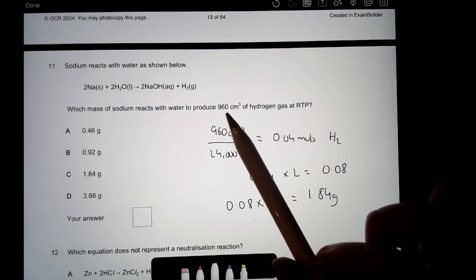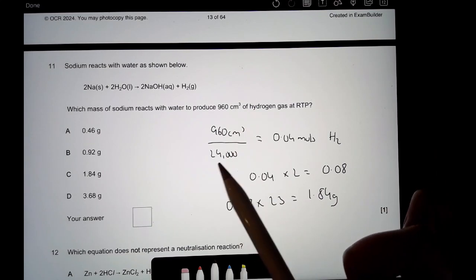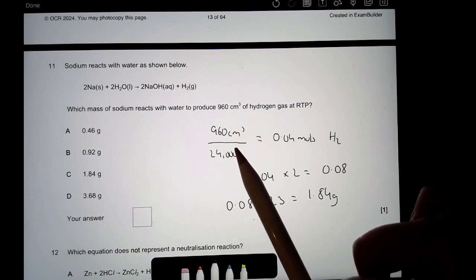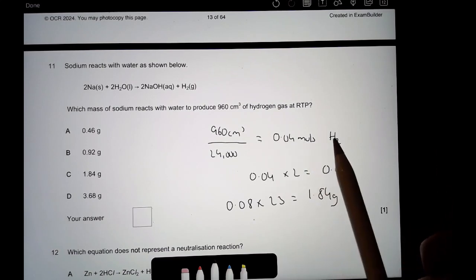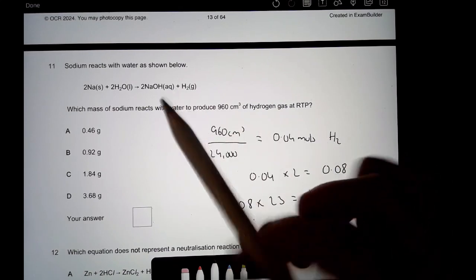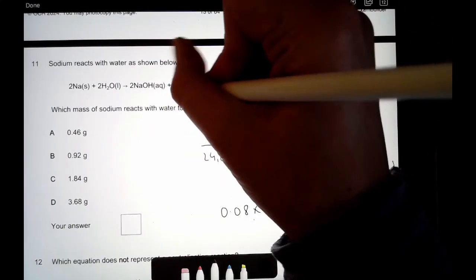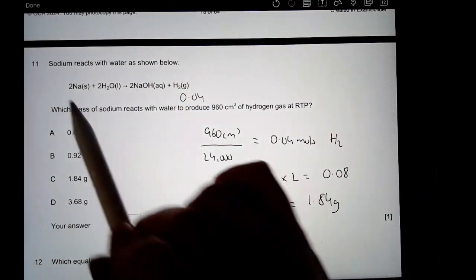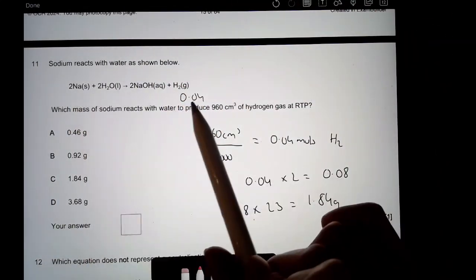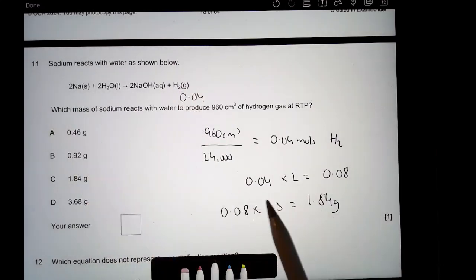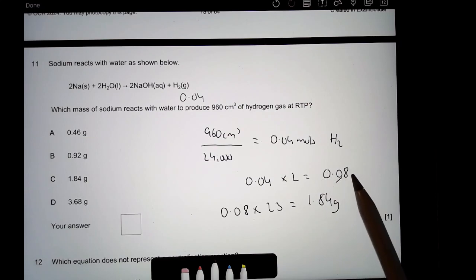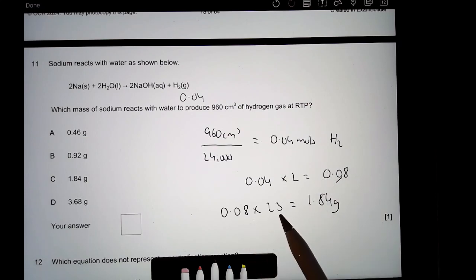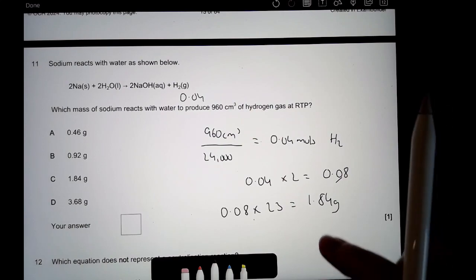They've given me the volume in centimeters cubed, so I've divided by 24,000 instead of just 24, which is the number I use for decimeters cubed, and I get 0.04 moles of hydrogen. So if I want to produce 0.04 moles of hydrogen, what mass of sodium do I need? Using my ratio, I've got a 1:2, so the number of moles of sodium is going to be 0.08, and if that's the number of moles that I need, I multiply that by the formula mass of sodium, and I get 1.84 grams as my starting mass of sodium.